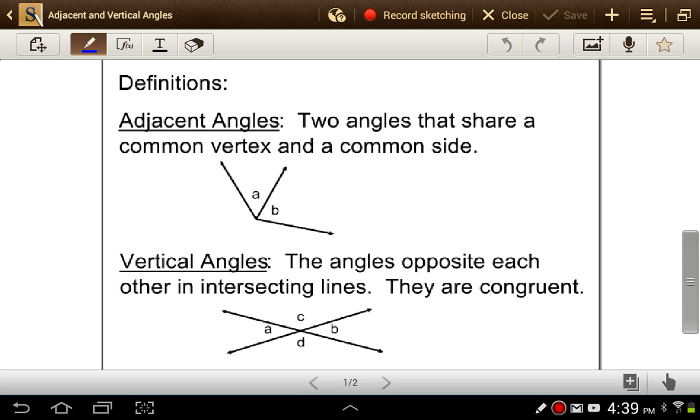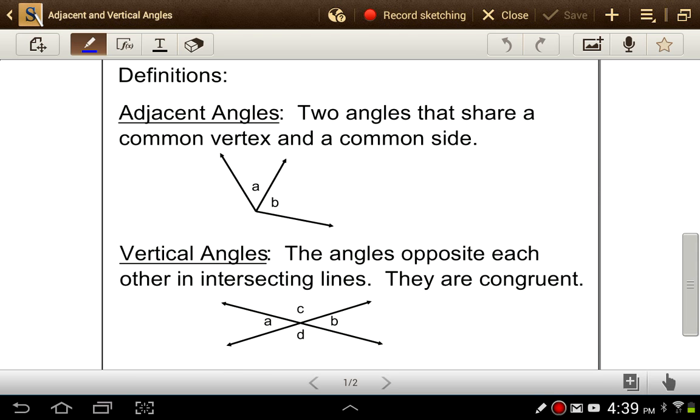We have two definitions I want you to write down. First definition is adjacent angles. Adjacent angles are two angles that share a common vertex and a common side. So your vertex would be the point where the angle changes directions. That's called a vertex. And then your common side, in this case, would be the side that is between these two. Okay, so we have angle A and angle B.